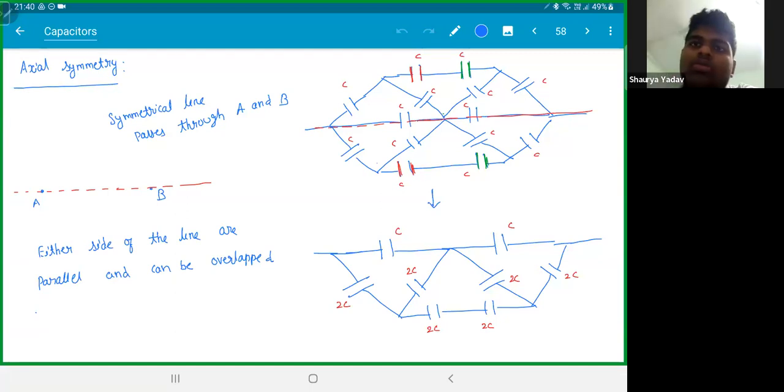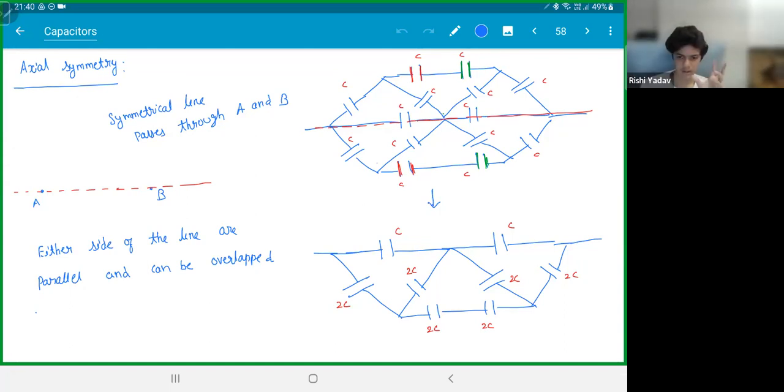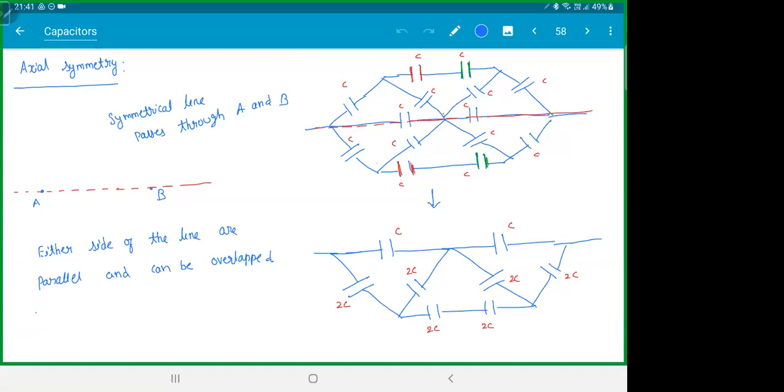Practically, the order that we use the symmetries won't make a difference in the final answer. It won't make a difference. You can take any order.